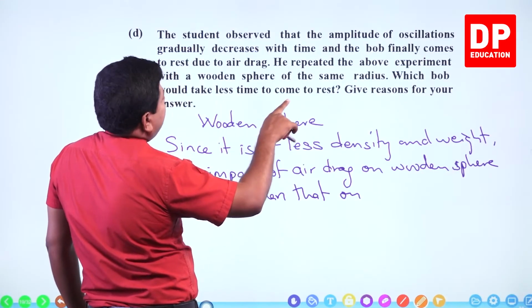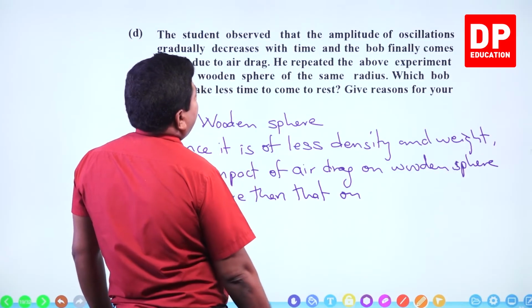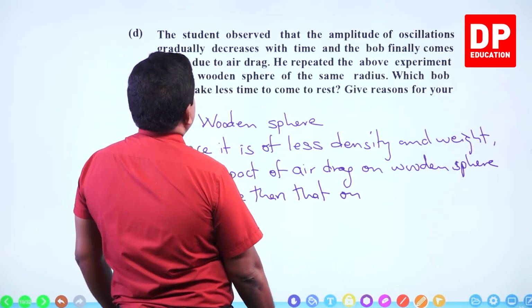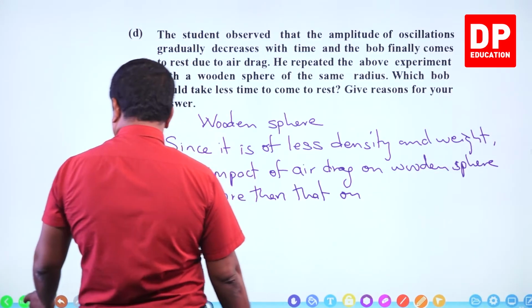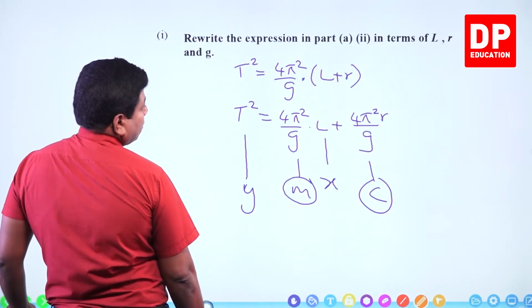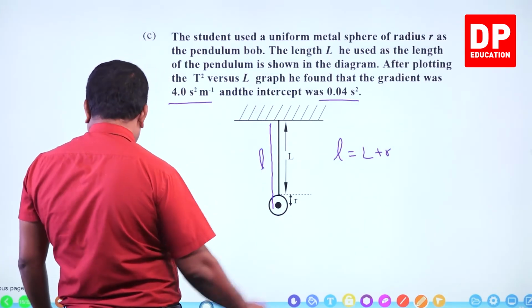Wooden sphere of the same radius. The student observed the amplitude of oscillations gradually decreases with time and the bob finally comes to rest due to the drag. He repeated the above experiment with a wooden sphere of the same radius. So what was the previous one he used? Uniform metal sphere.